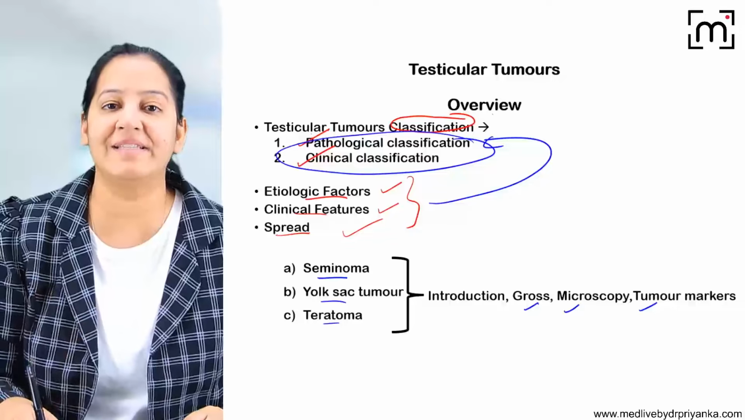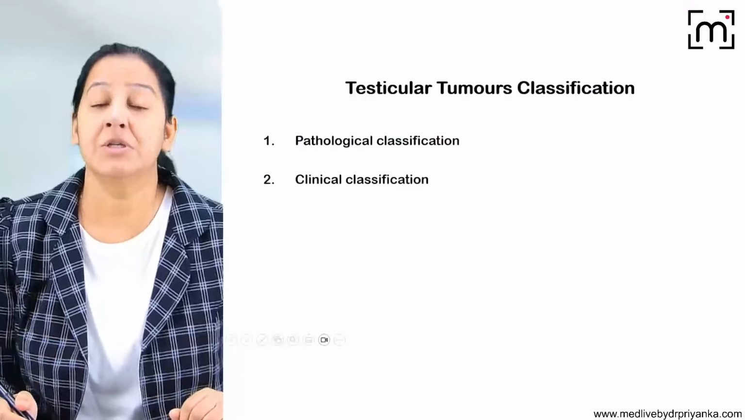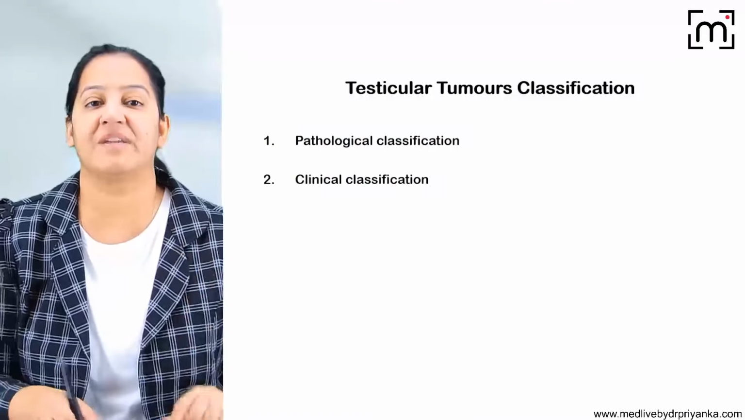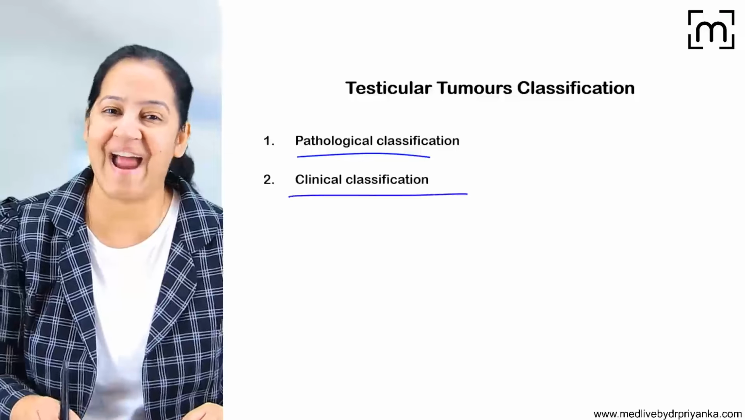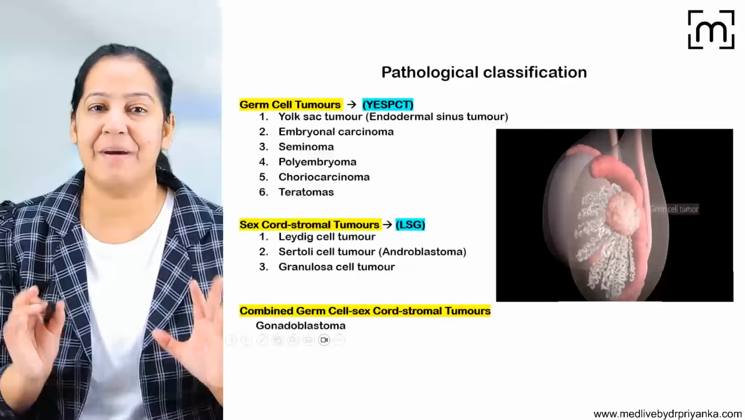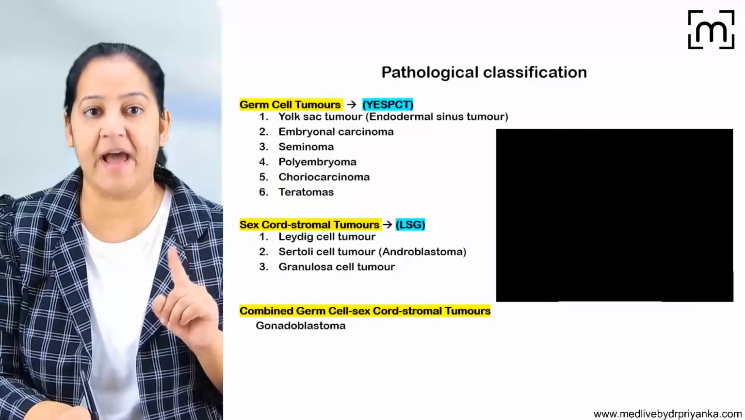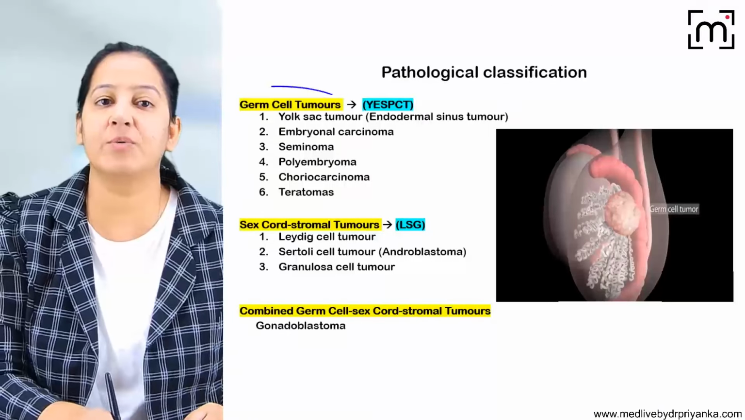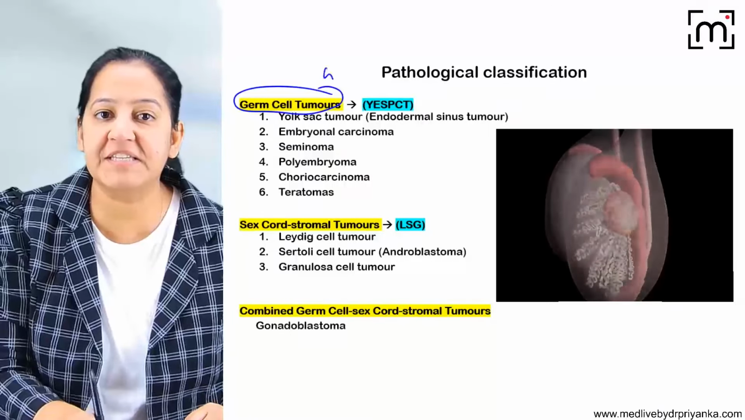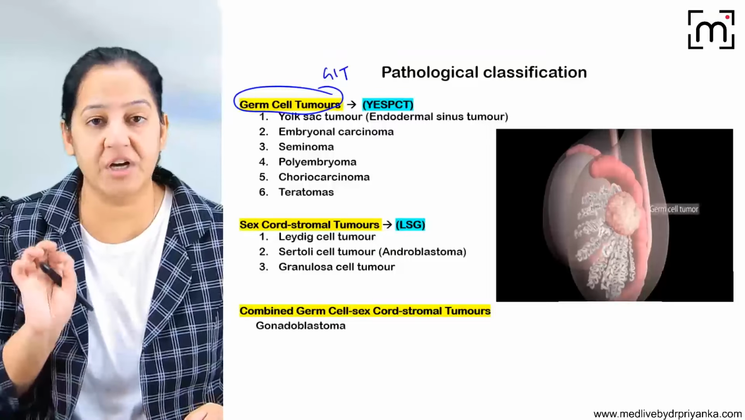So first of all, let's see the classification of the testicular tumor. So we will discuss the two types of classification of testicular tumor, the pathological classification and the clinical classification. So this is the pathological classification. Now the testicular tumors can arise from the germ cell. So these are known as germ cell tumors. These are known as GCTs. They can arise from the sex cord stroma.